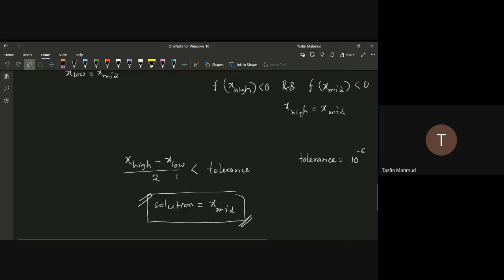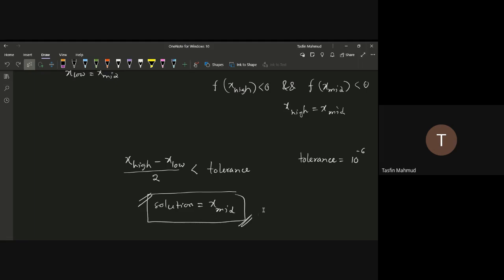And when will the loop break? If the difference between x high and x low is pretty close, how close? If their difference is less than the tolerance value. Okay, so if they're pretty close to each other, then we can say that our solution is that x mid. That's the way we are calculating the solution using the bisection method.